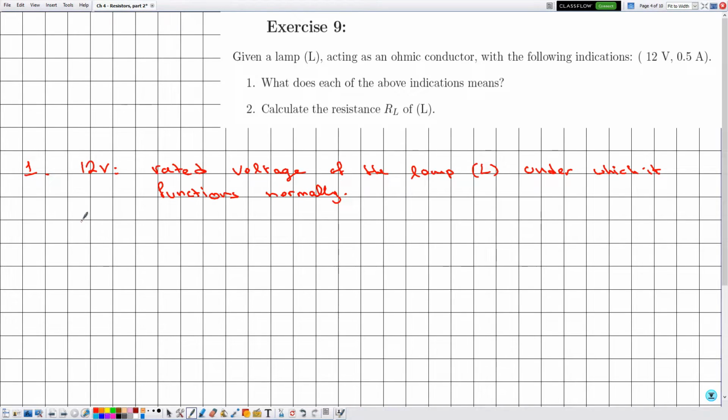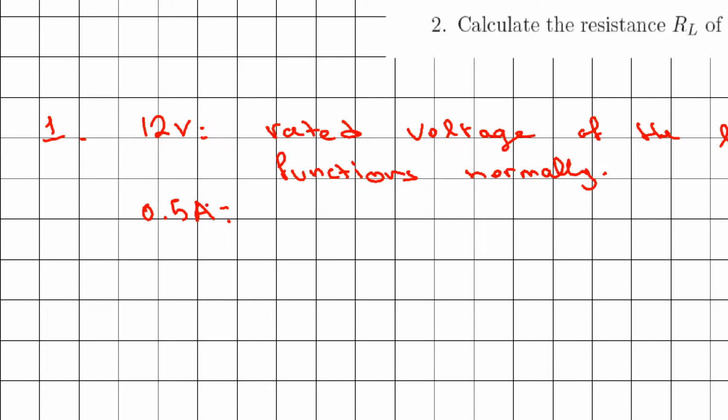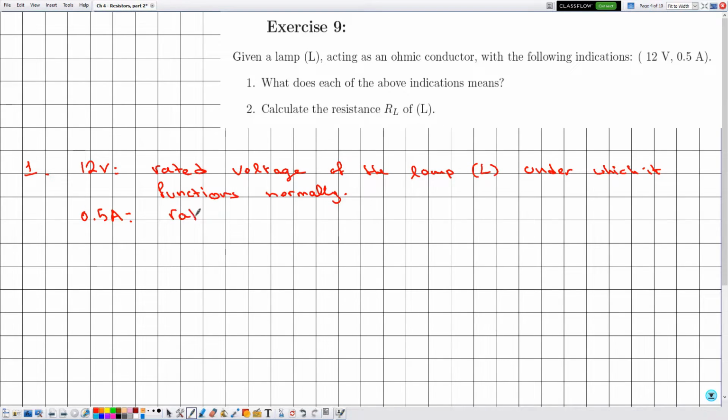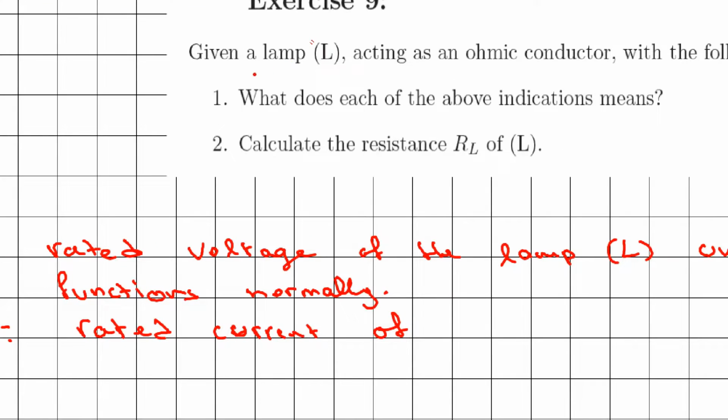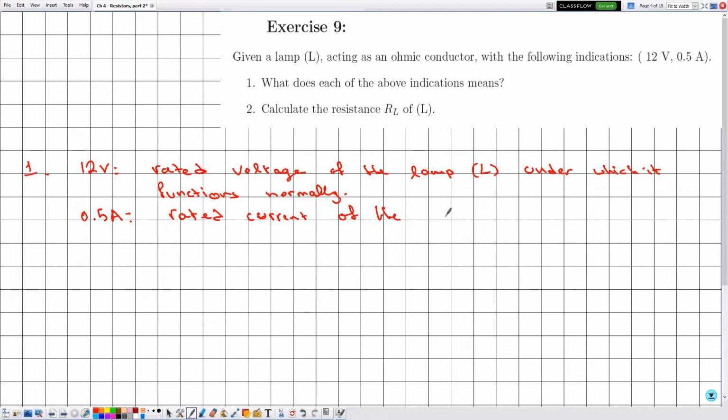Now what about the 0.5 amperes? Always, quantities can be identified by referring to the unit. Notice that amperes is the unit of current, so this is the rated current of which electric component of the lamp L under normal functioning, or under which it functions normally.